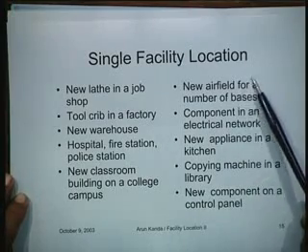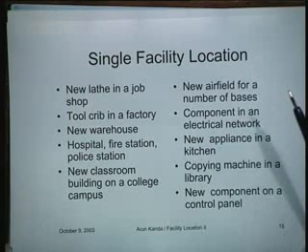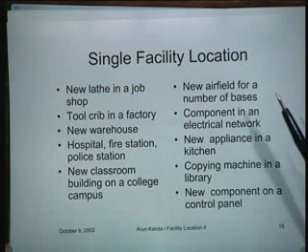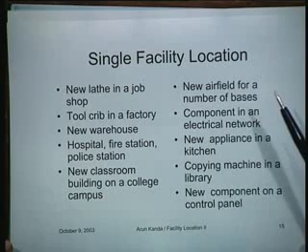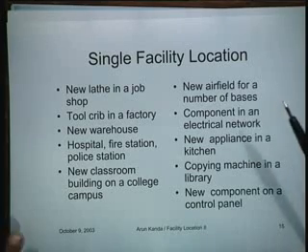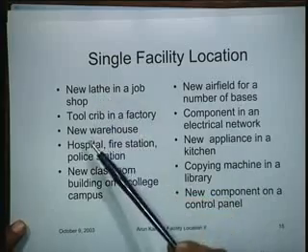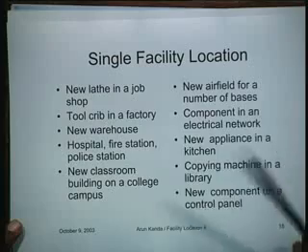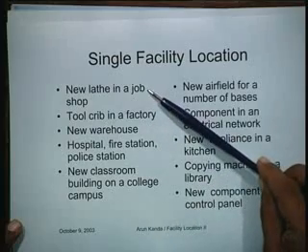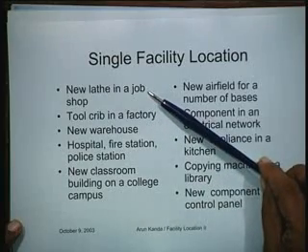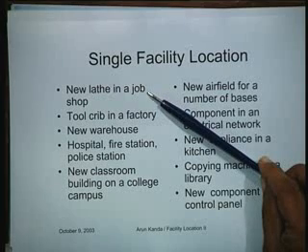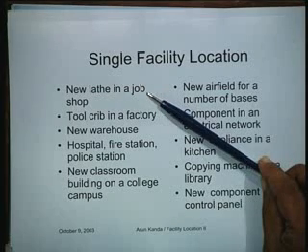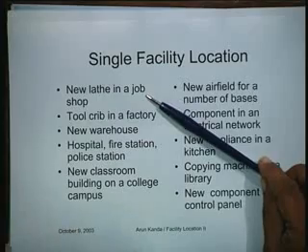The single facility location problem is essentially the problem where you want to locate one new facility, and this problem occurs very frequently in life. Here are some examples of what we call the single facility location problem. For instance, you want to determine the location of a new lathe in a job shop. You already have 23 lathes, you bring in another lathe, the 24th one, and you are trying to find out where it should be located. It's a single facility location problem because you're trying to find out the location.